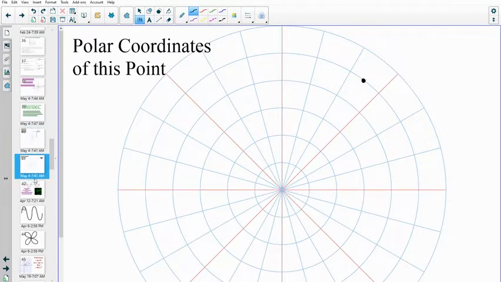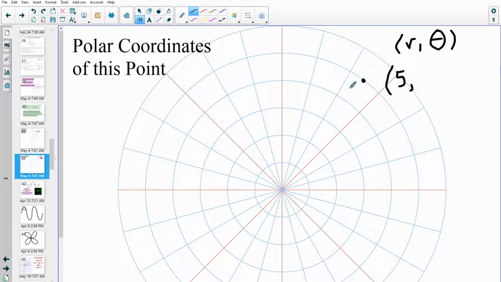If I say, what are the polar coordinates of this point? Instead of x and y, my polar coordinates are going to be r, which is my distance from the origin, and theta, which is the angle of rotation from the positive x-axis. So the distance from the origin, counting 1, 2, 3, 4, 5 units away from the origin.